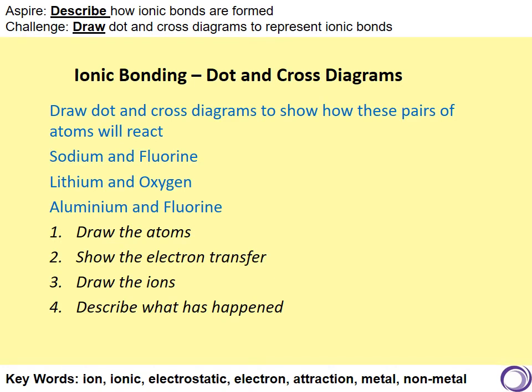Right, now I would like you to draw dot and cross diagrams to show how these pairs of atoms will react. So how will sodium react with fluorine? How will lithium react with oxygen? And how will aluminium react with fluorine? The way to do this is in the first instance to draw the atoms, then to show the electron transfer, draw the ions, and then describe what has happened. I'm going to give you 5 minutes to do this.